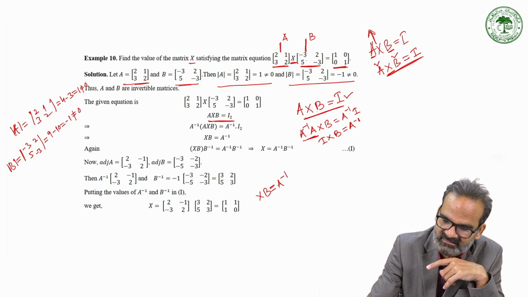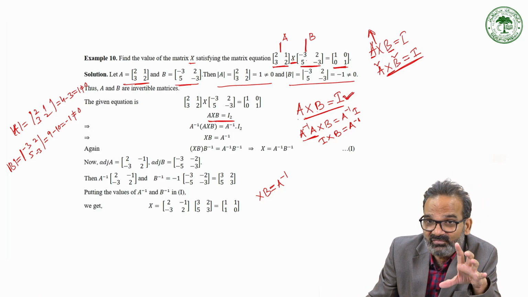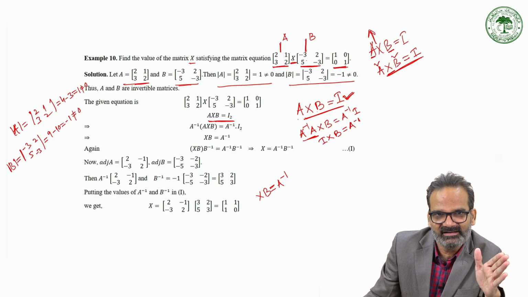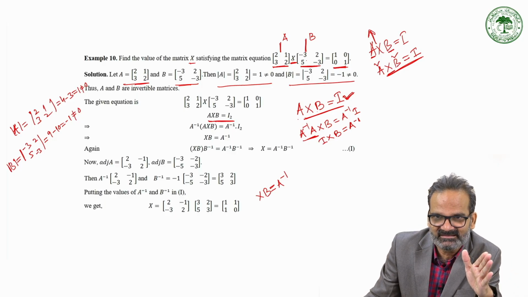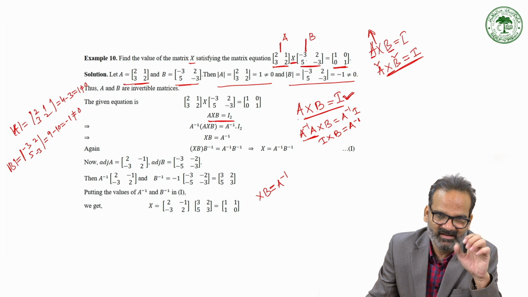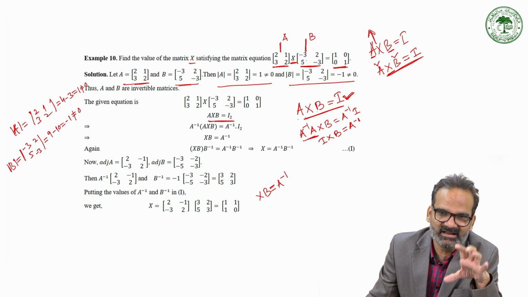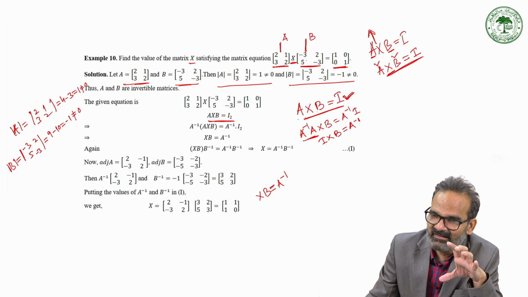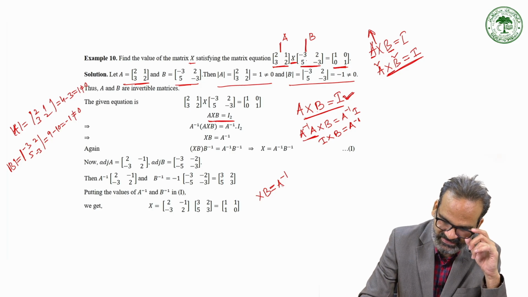So from this equation AXB is equal to I, we have removed A by multiplying the given equation by A inverse. It plays the same role as division plays in the number system. Actually, the concept of the inverse plays the same role as division does in the number system. We can remove A from the given equation by multiplying by its inverse. So the equation now is XB is equal to A inverse.